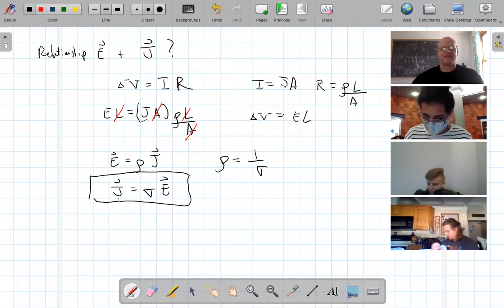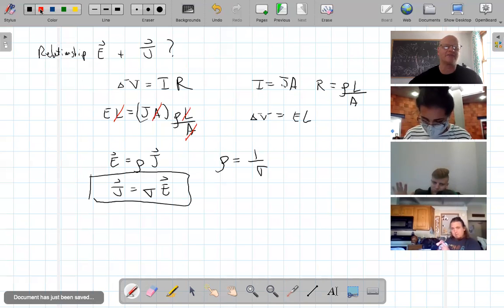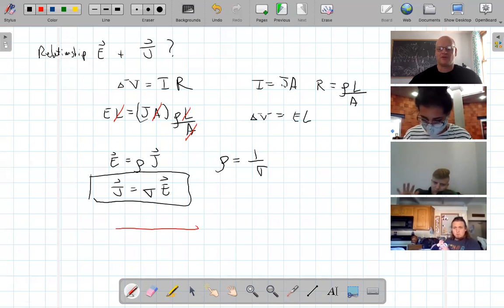All this says is that the current density points exactly in the same direction as the electric field, because the conductivity is always a positive quantity. This is never going to be negative. So if my electric field through the wire points in this direction, then my current density has to be in the same direction.